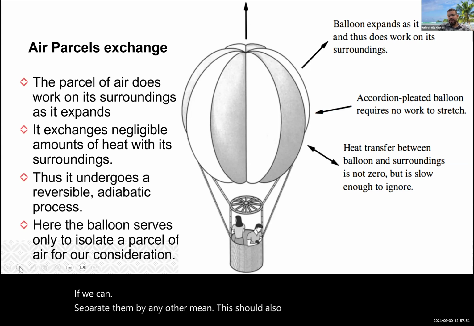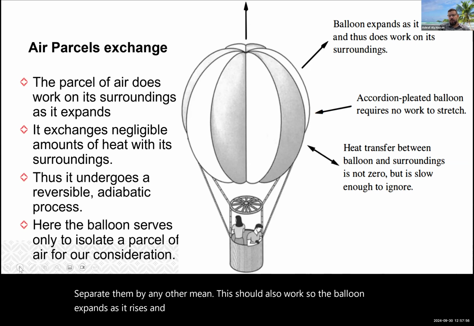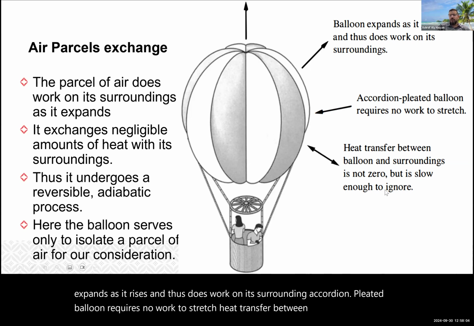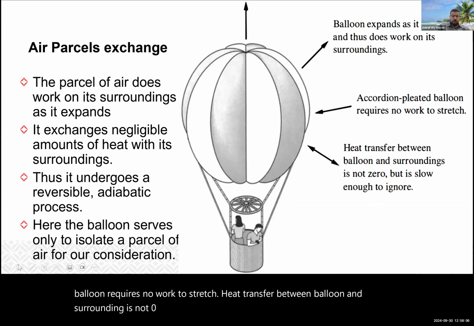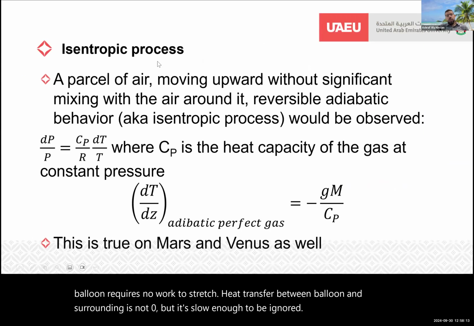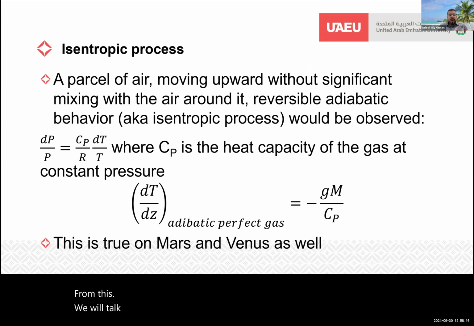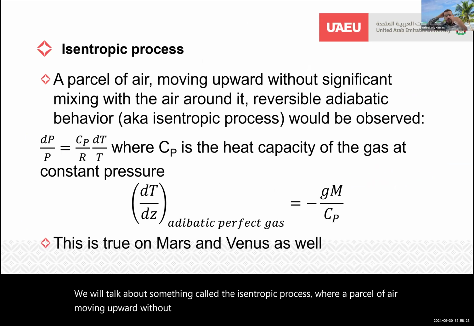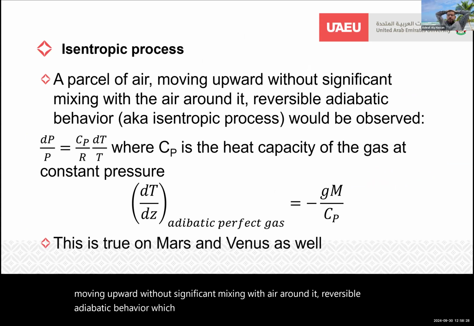So the balloon expands as it rises and thus does work on its surroundings. An accordion-pleated balloon requires no work to stretch. Heat transfer between balloon and surrounding is not zero, but it's slow enough to be ignored. From this, we will talk about the isentropic process, where a parcel of air moves upward without significant mixing with the air around it. Reversible adiabatic behavior, also called an isentropic process, would be observed.